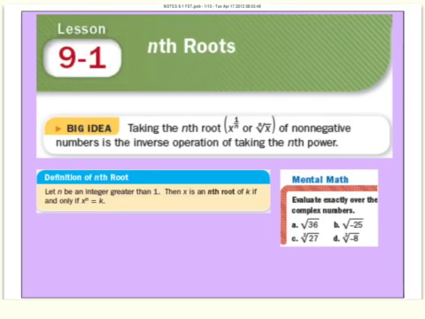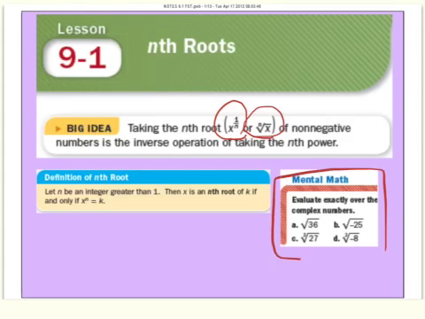Now the first 2 objectives talked about nth roots in both exponential and radical format, and that's what you see right here. This is considered the radical format. This is the exponential format of an nth root. Another word for it is a radical. And let's talk about this. I want to look right at the mental math component where it says evaluate exactly over the complex numbers. When they say over the complex numbers, it just means you can have imaginary solutions.